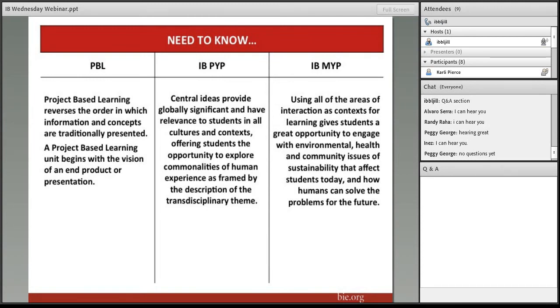And in the MYP, using the areas of interaction to connect not only subjects interdisciplinary, but ways that humans can solve problems in multiple areas looking at those subjects.